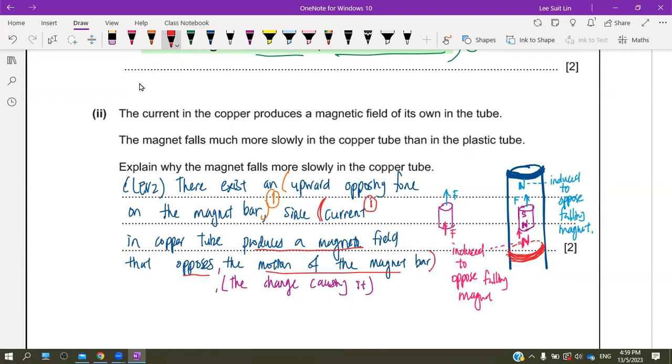So imagine there are many layers of copper. As the magnet bar is falling, there is always a change in flux. The change in flux will cause a magnetic field. The magnetic field causes an opposition. So let me, I guess if it helps, I will draw out the magnetic field for you.